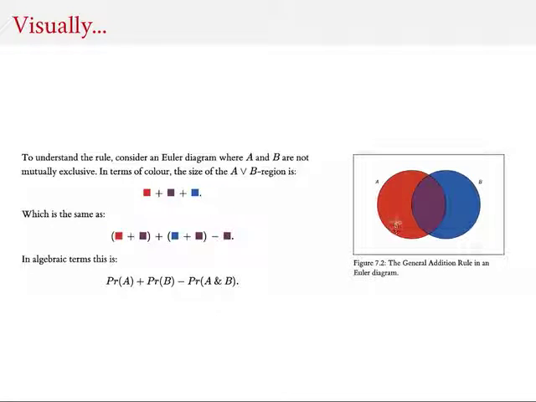The red part is the region of A that's not B. This is a part of A that does not overlap with B. The blue part is a part of B which does not overlap with A. And then the purple again is the A and B region. So if we want to know the overall probability of A or B, this whole region here, we have to add up the red with the purple with the blue.